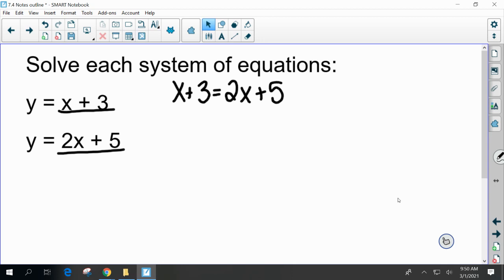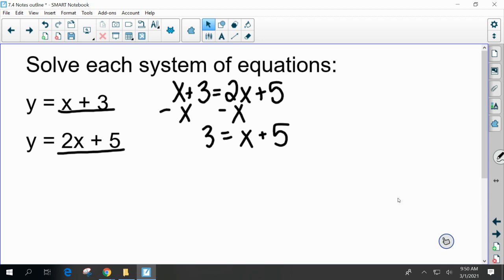This is a multi-step equation. What would we do first? Well, we don't have any like terms on the same side. We can't add 2x plus. I would subtract x from both sides, because we're trying to get x's on one side, numbers on the other. So 3 equals x plus 5.